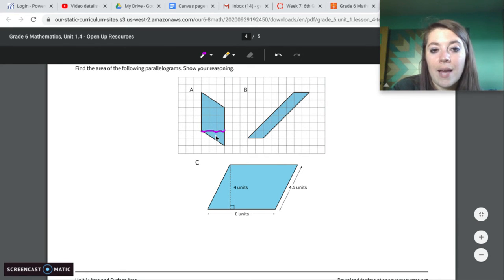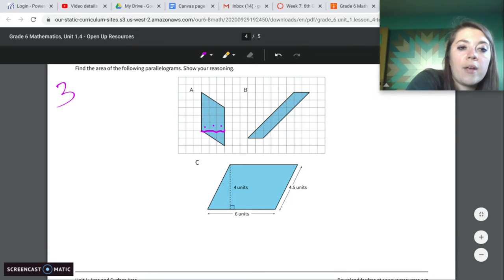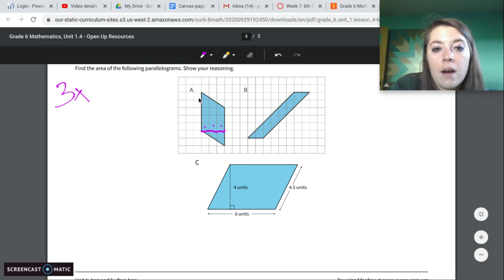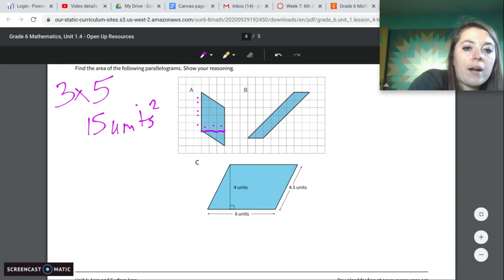So base and height. So here we have 1, 2, 3. So we've got a 3 by our base, which is 1, 2, 3, 4, 5. So 3 times 5, which gives us 15 units squared.